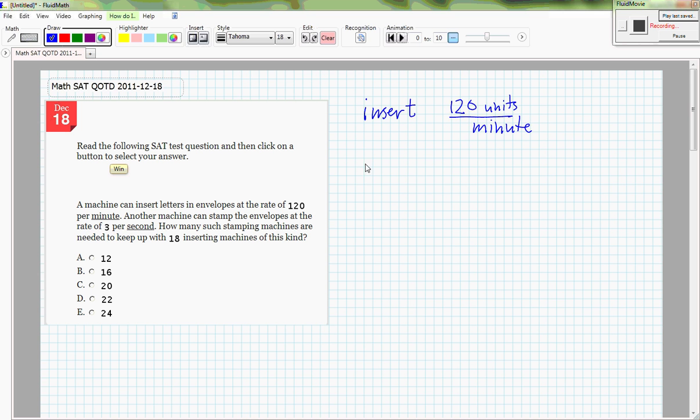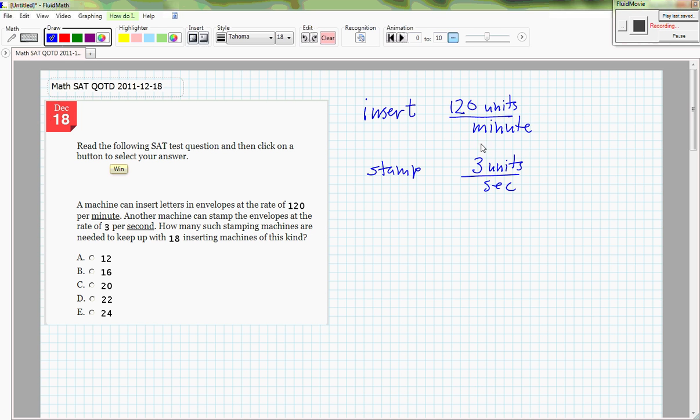Another machine can stamp the envelopes at the rate of 3 per second. So stamp can do 3 units per second. How many such stamping machines are needed to keep up with 18 inserting machines of this kind?